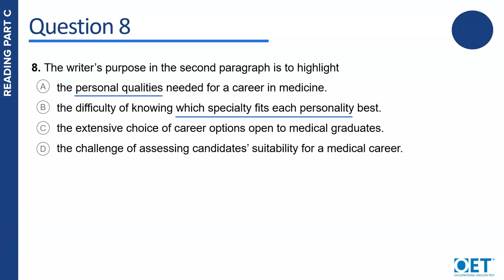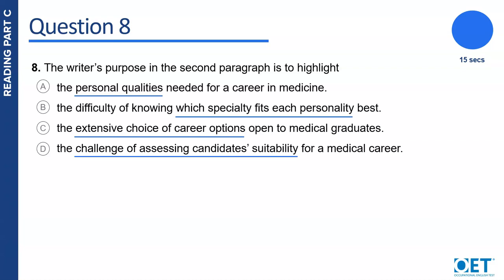Take 15 seconds to do the same for options C and D now. Which are the key words in each option that show the difference between the other options? In option C, the key words are extensive career options, and in option D, challenge assessing candidates' suitability.